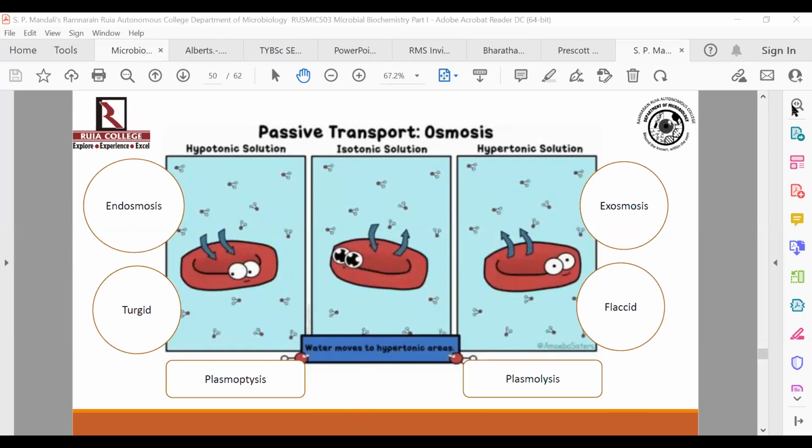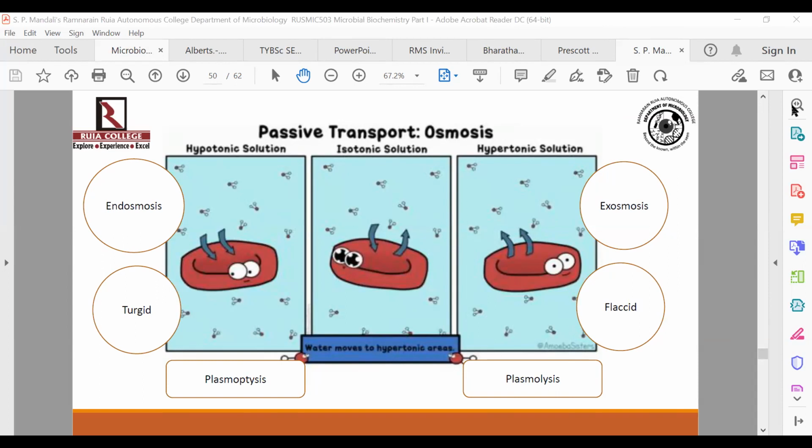Yes, anyone? Soham, please go ahead. The cell will get dehydrated and it will shrink. Right. So the cell will lose its water. It's going to be dehydrated. It's going to shrink. I hope you remember that swollen and shrunken, we had used two terminologies for this.